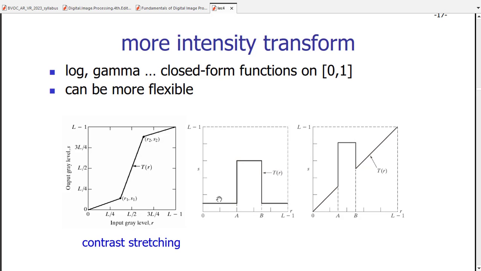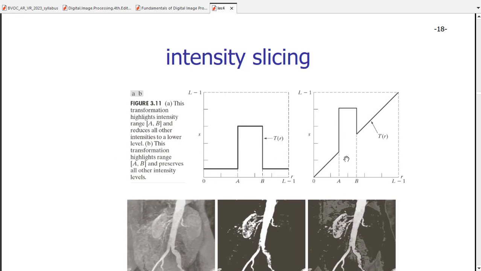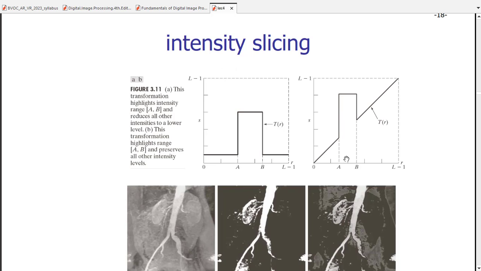So this is the type of contrast stretching. Here we have 0, L by 4, L by 2, 3L by 4 and L minus 1. In this, you will see it is more flexible to change over from T of r. So contrast stretching is applicable depending on the type of information.